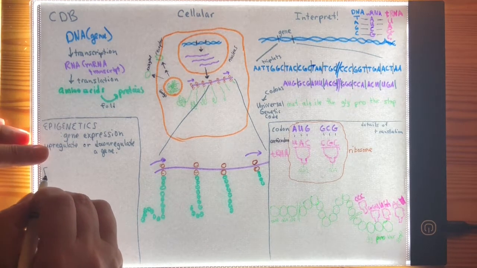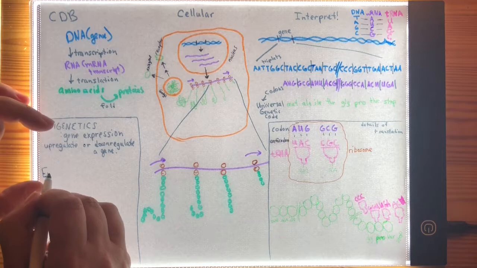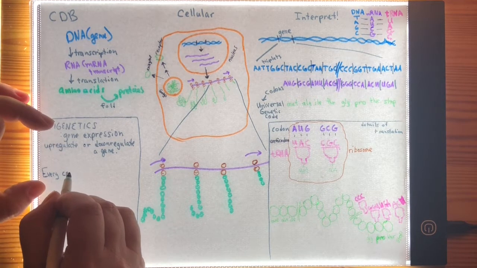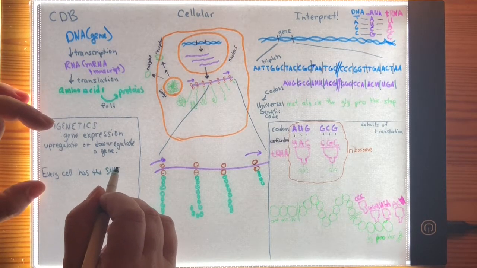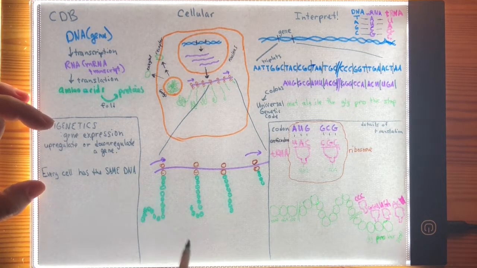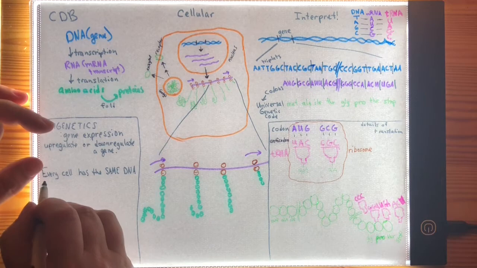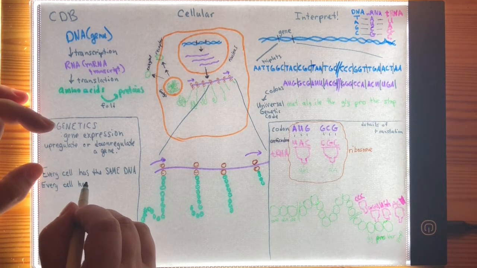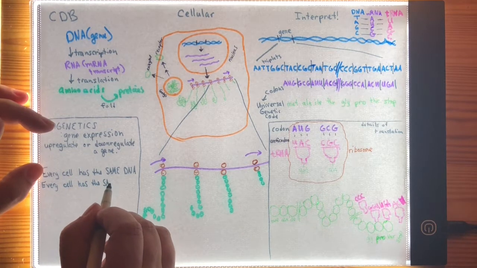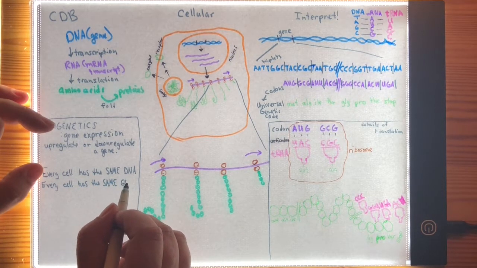It may be helpful to simply state this as a fact and put it out there. Every cell of your body, no matter how different they look from each other or how different they behave from each other, every single one of them has the same DNA and the same genes, the same genome found in all of them. The difference is the gene expression.